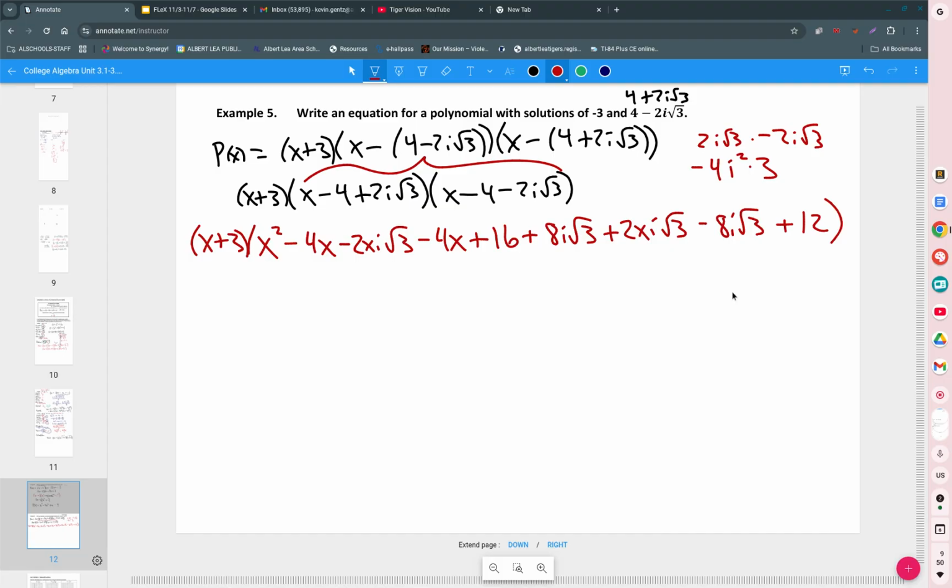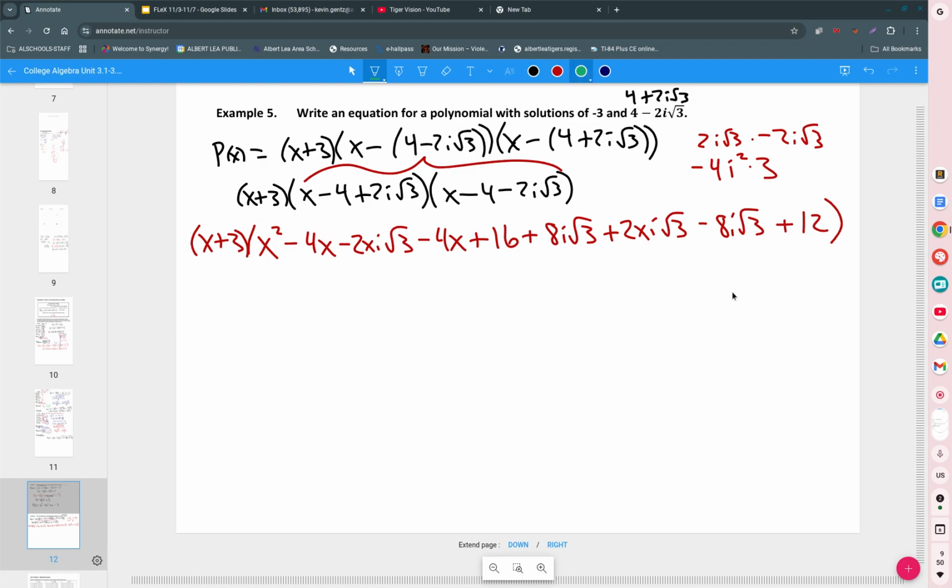Devin? Let's do it again. Ready? Okay. 2 times negative 2, negative 4. I times I, I squared. Root of 3 times root of 3, 3. So I squared is negative 1 times negative 4 will be 4 times 3 is my 12. Got it? All right.